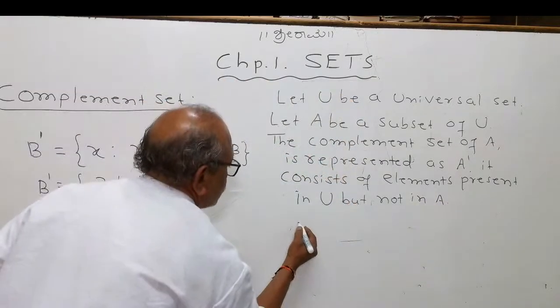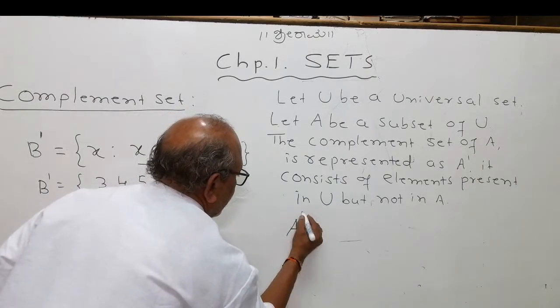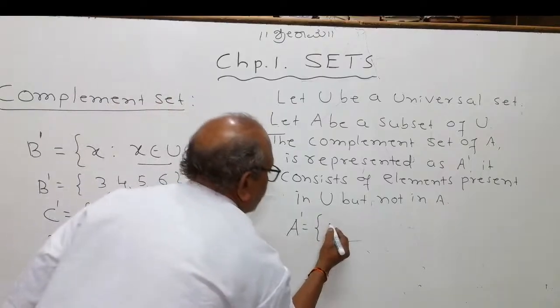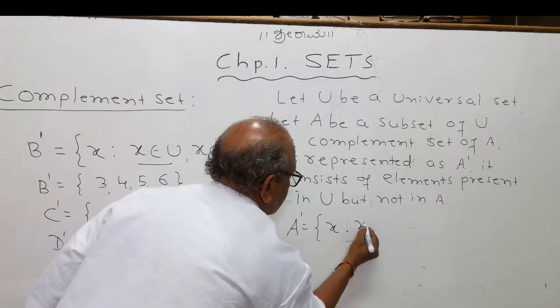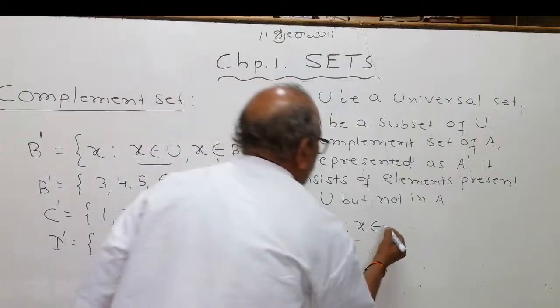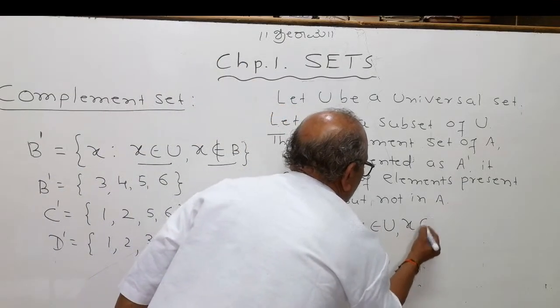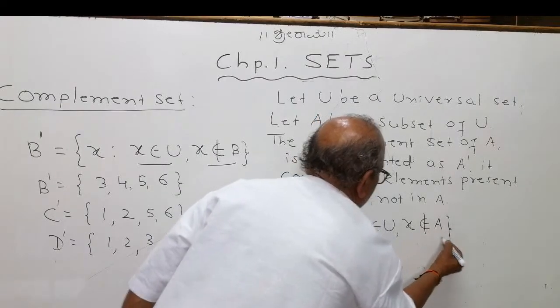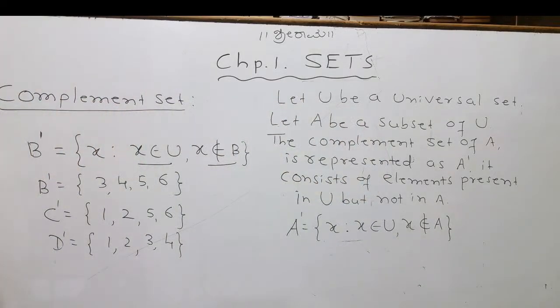You can define like this, that is A. In rule method, you can write A dash is equal to the set of all X such that X belongs to U, X does not belong to A. Remember correctly what is complement set of a given set. I hope you understood. It means if U is a universal set, the complement set of the given set is given by the set of those elements which are present in U but not in A. I hope you understood what is complement set.